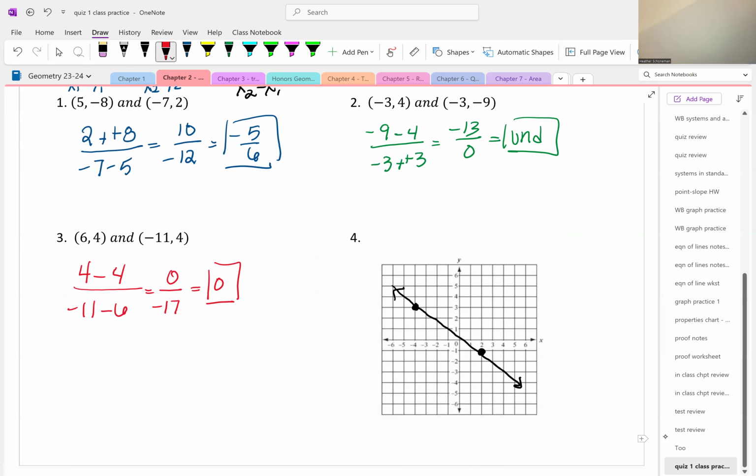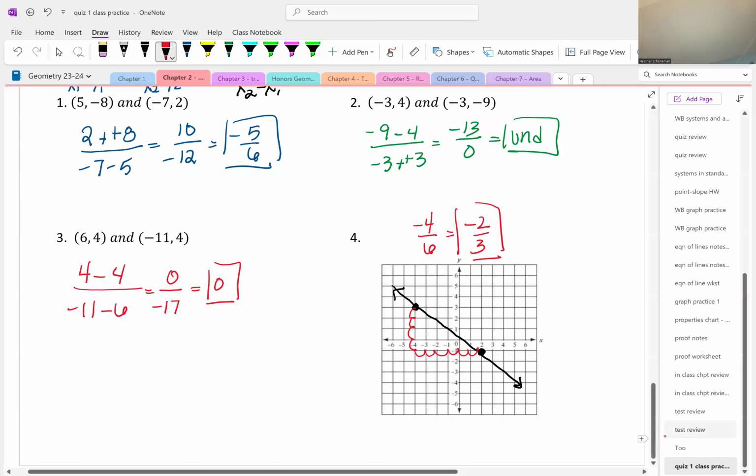All right, last but not least, we can count this slope off of the graph. So I always like to start with the point on the left. And to get to the point on the right, I have to go down. I'm going to go down 1, 2, 3, 4. So I went down 4, and then I went right 1, 2, 3, 4, 5, 6. So I have negative 4 over 6, but we always reduce our slope and get negative 2/3. Okay, if you can do that material, then you will be successful on your quiz.